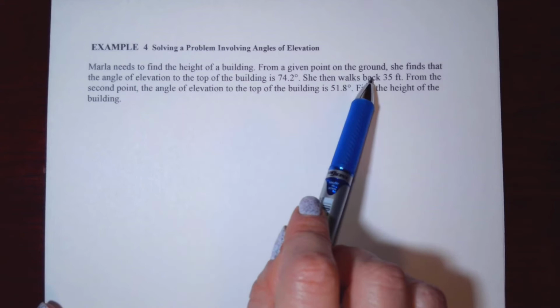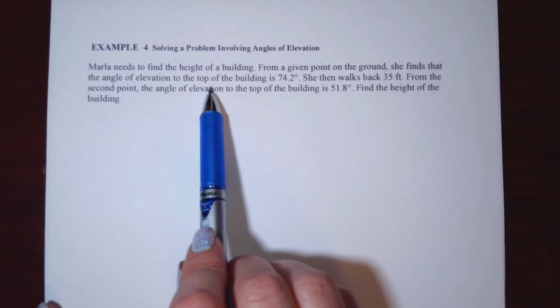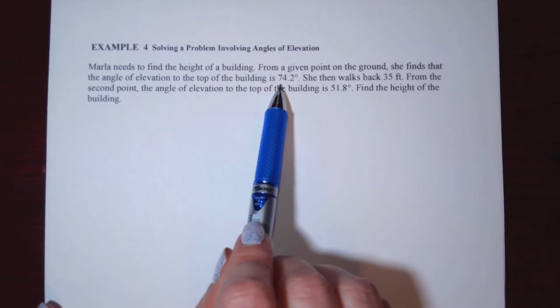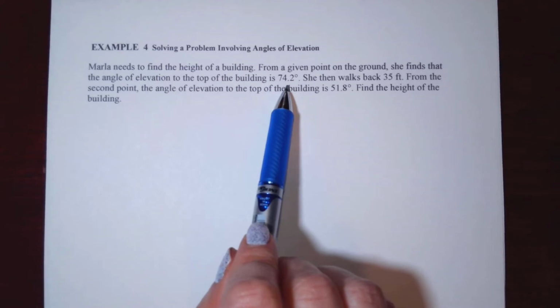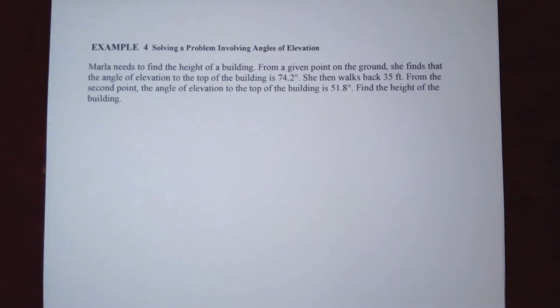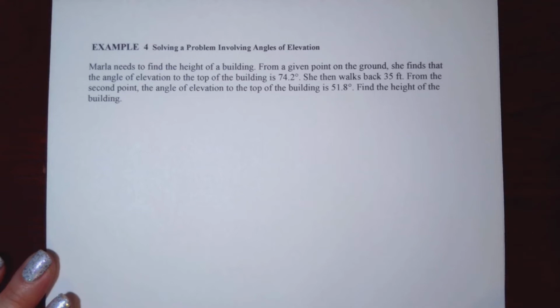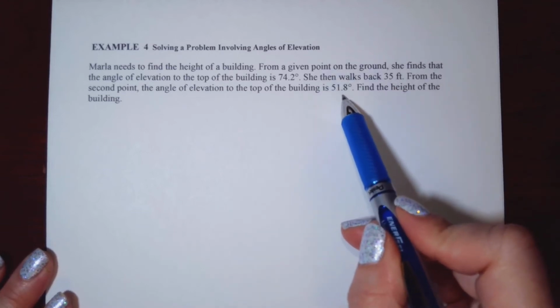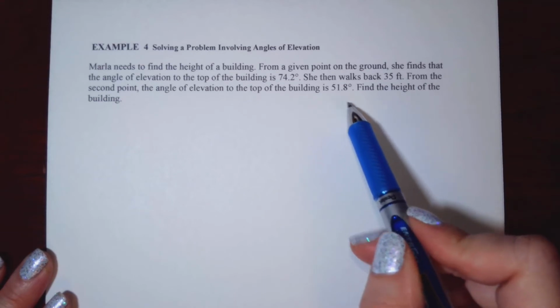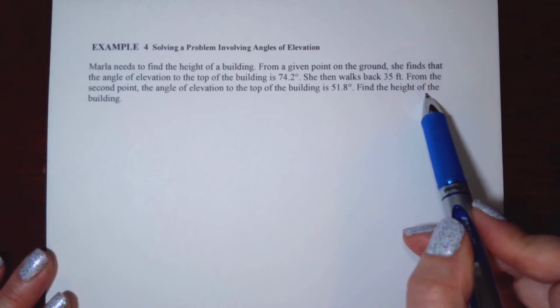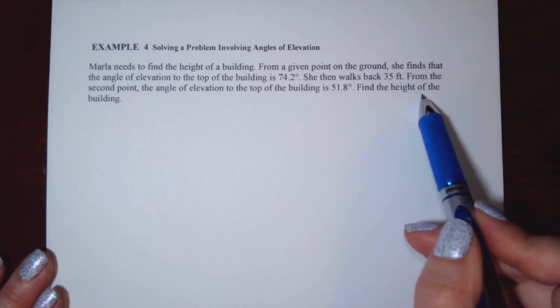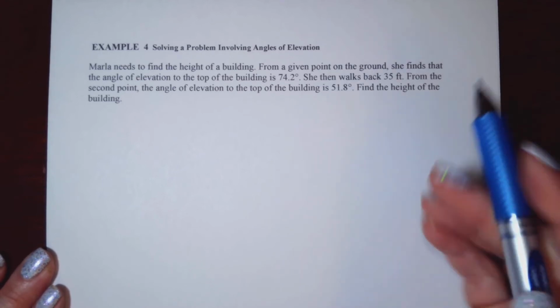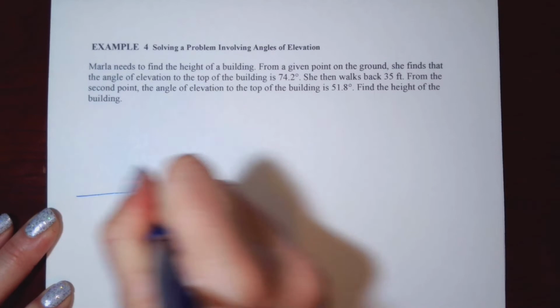From a given point on the ground, she finds that the angle of elevation to the top of the building is 74.2 degrees. She then walks back 35 feet. From the second point, the angle of elevation to the top of the building is 51.8 degrees. So the further back we get, the lower that angle of elevation, because we're looking out more than we're looking up. From these two measurements, these two different angles of elevation, we're going to be able to find the height of the building. Okay, so we've got a sketch.